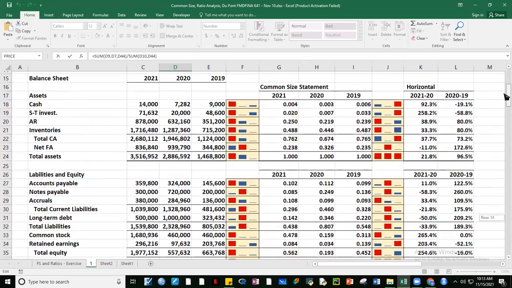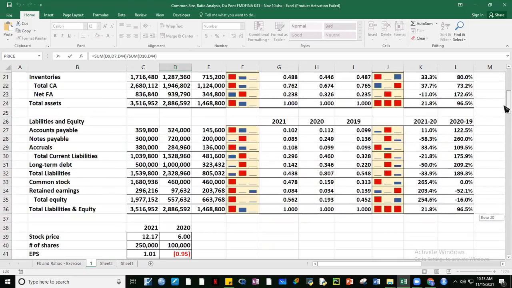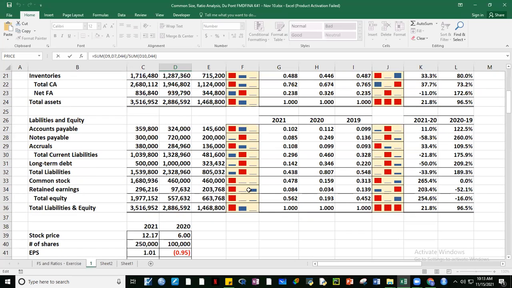Kasi noong 2020 guys, if you take a look at the long-term debt, hindi tayo nagbayad. From 323, naging 1 million. In fact, tumaas pa nga, nangutang pa tayo. Nangutang tayo ng principal. Dito lang tayo nagbayad from 2020 to 2021.